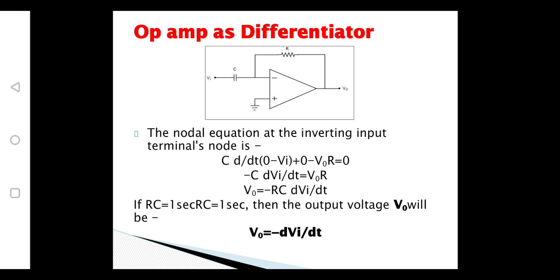In order to avoid this, instead of using a simple differentiator circuit, we need to use a practical differentiator circuit. The difference between this differentiator and a practical differentiator is that, along with the input capacitance C, we need to add another resistance. Similarly, along with the feedback resistance, we need to add a parallel capacitance so that we can reduce the sensitivity of the differentiator circuit.